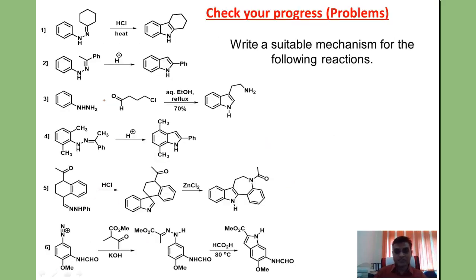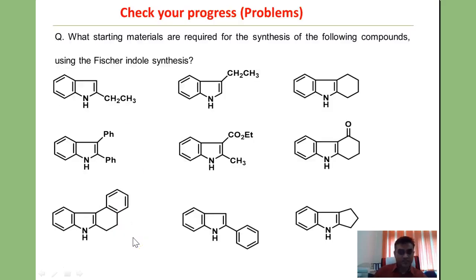Now it's time to check our progress. Students should undertake the practice of writing the mechanism of Fischer indole synthesis. We have written several examples in previous slides. So students should make a practice of writing the reaction mechanism of all these. Here, just 6 examples are given, and their mechanisms are already discussed in the previous slides.